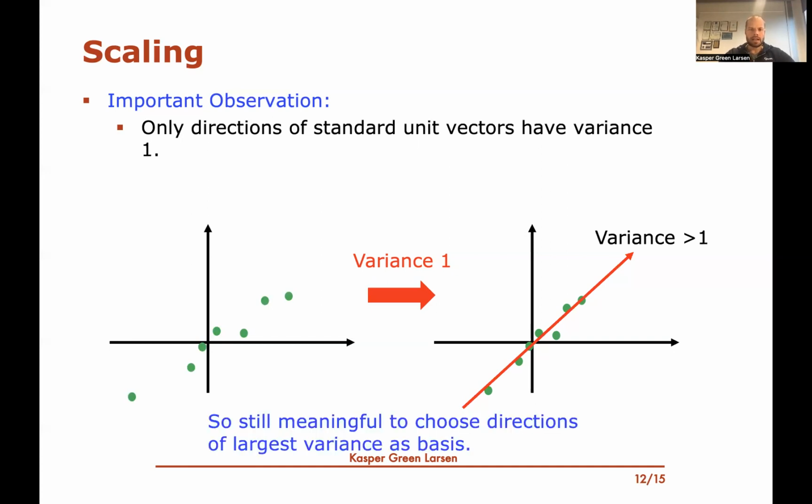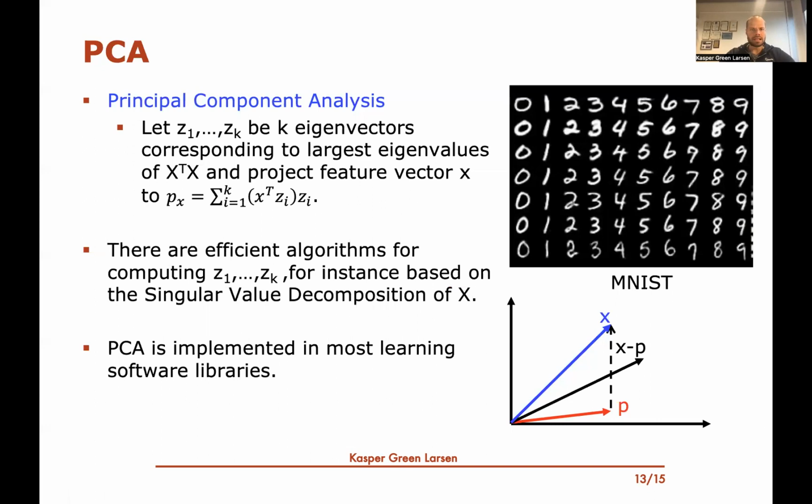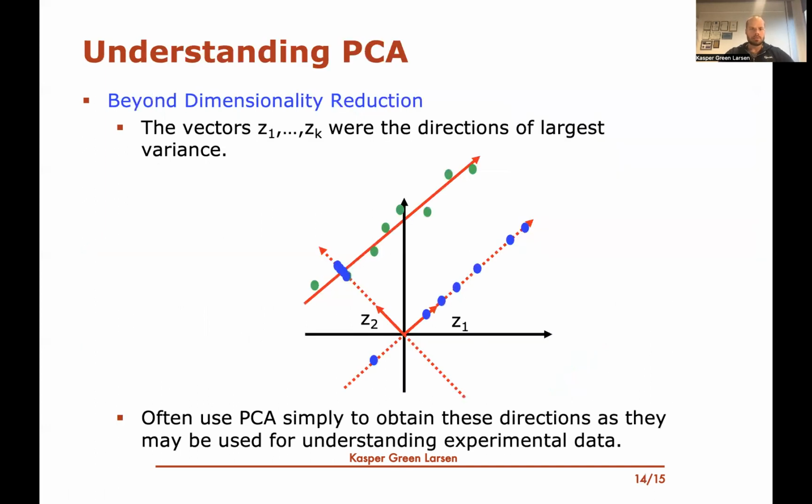Right, so still meaningful. And the algorithm again was to compute the top k eigenvectors of x transpose x. And let me just say there are many different algorithms for computing them, and many efficient ones that you can find in most libraries as well. So you can just use a singular value decomposition of x and so on. There are many different choices. And also PCA is actually already implemented in most learning software libraries. Okay. So let's just make a few more comments before we wrap up.